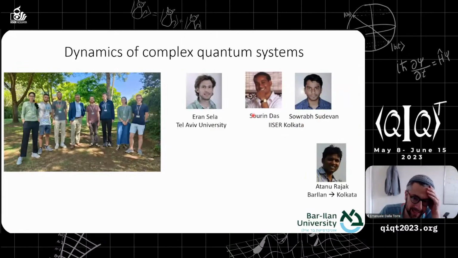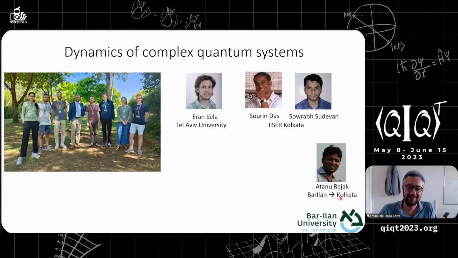So this is my research group. We deal with the dynamics of complex quantum systems. So it's a theory group. Here I will mention some works that have been done in collaboration with Eran as well, and Surin and his student. I would also like to mention a collaboration with Otano Rajak, who spent a couple of years as a postdoctoral fellow at Bar-Ilan University, and he is now a professor at the Presidency University in Kolkata. Although I won't really mention the work that we did together because it's a different topic, I felt it was relevant.